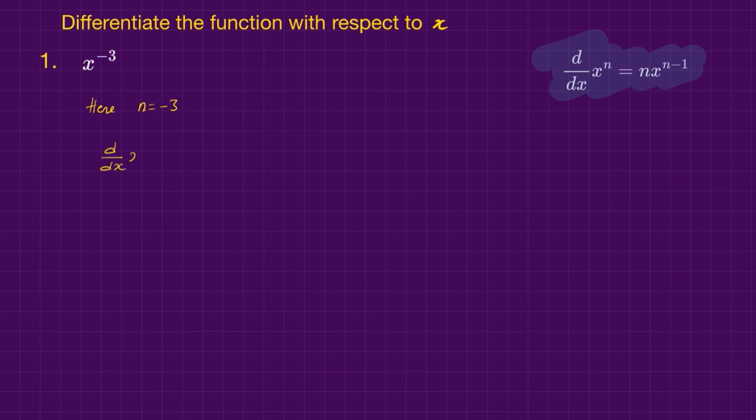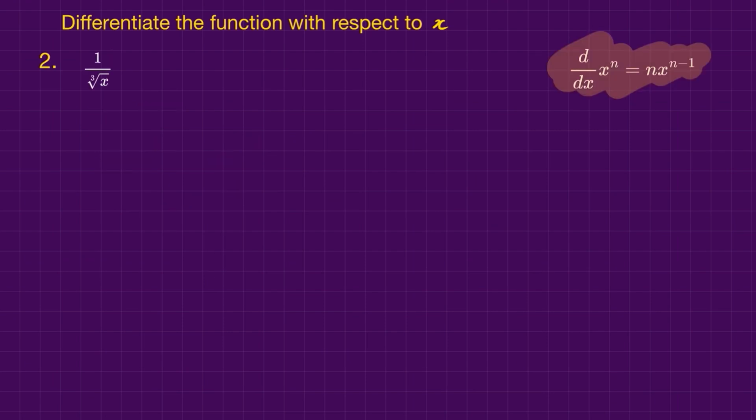d/dx of x to the power minus 3 will be minus 3 x to the power minus 3 minus 1, because in place of n we have minus 3. So if I simplify it, it will be minus 3 x to the power minus 4. So this is my answer. You can write it like this also, minus 3 by x to the power 4.